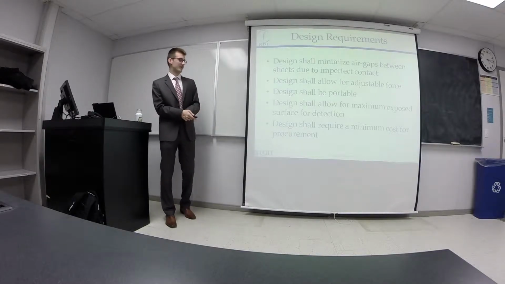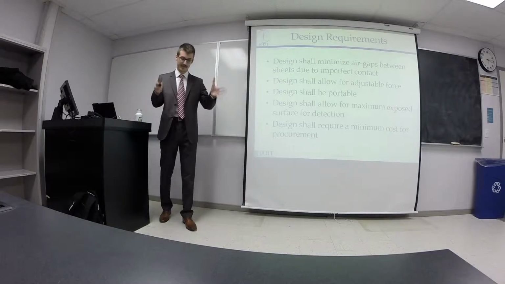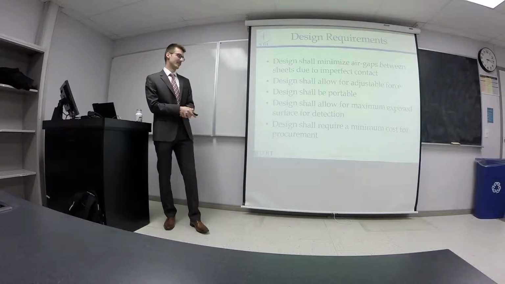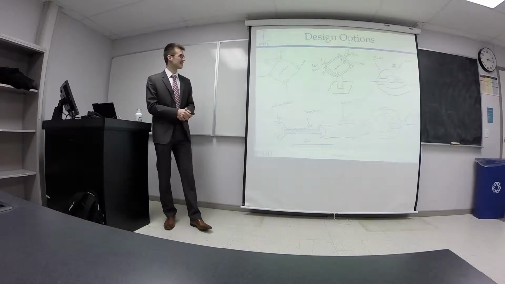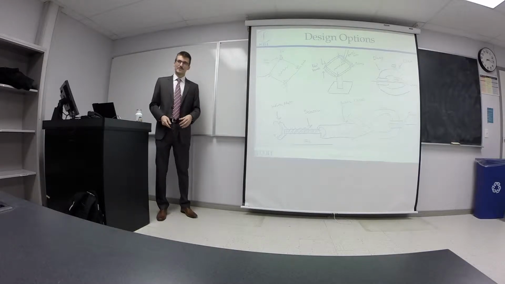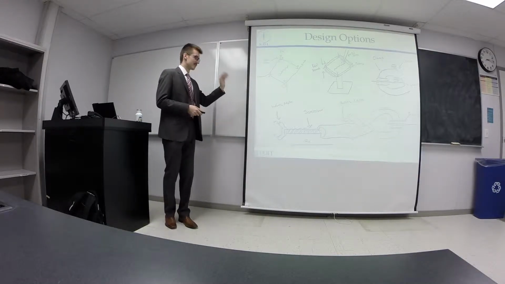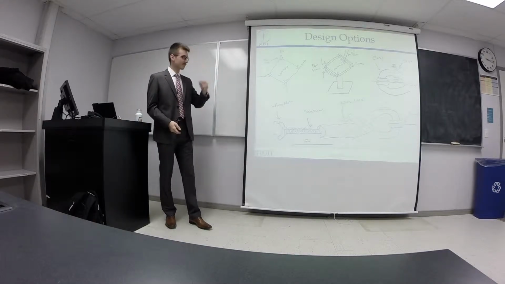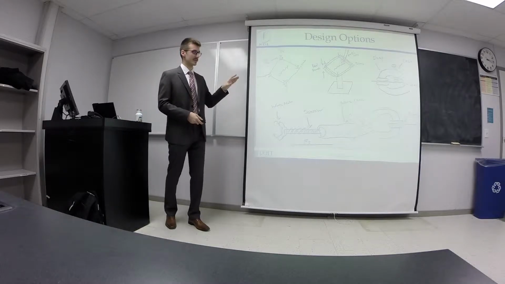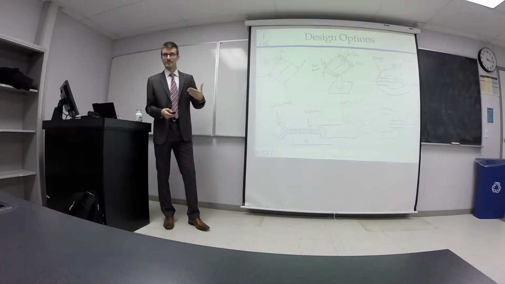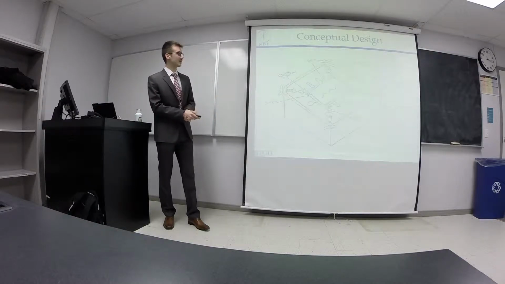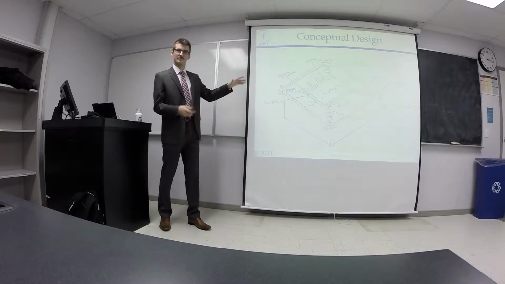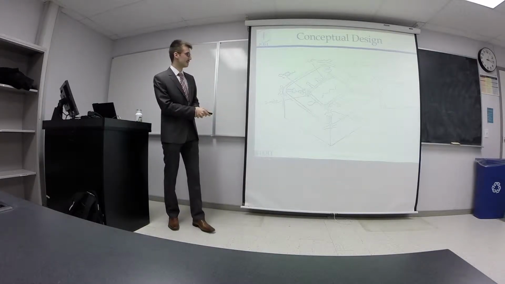The design shall allow for a maximum exposed surface for detection, so we want to be able to generate a nice big crack that we can freely move the probe around to detect. And the design shall require a minimum cost for procurement. Enough said. So a little insight on how my brain works when I was trying to solve this problem, and some of the basic sketches I came up with, different clamp assemblies, different force application methods. There's a bunch of pros and cons for each one, but in the end I ended up using a hybrid of some of the ones that are shown here. And this is essentially the conceptual design. I apologize for the poor contrast issue with the scanner, but I'll show you a better picture in a sec.